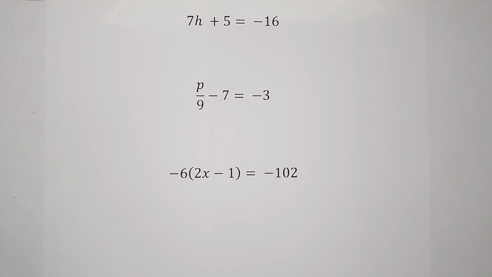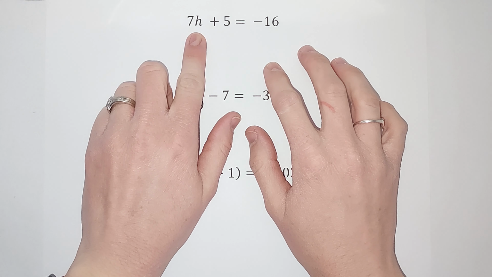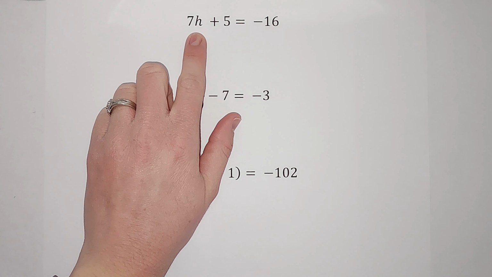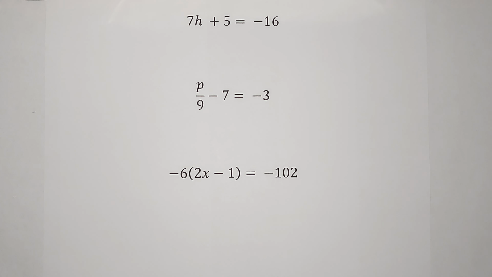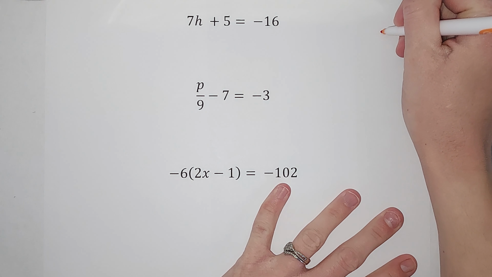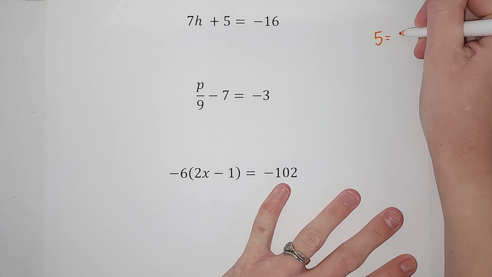Hey guys, we are being asked to solve these equations, which means they want to know what the variable is equal to, okay? So 7 times what plus 5 will give me negative 16, okay? So what we're going to do is, I'm going to show you something really fast. Don't switch videos. It'll be fast, okay?